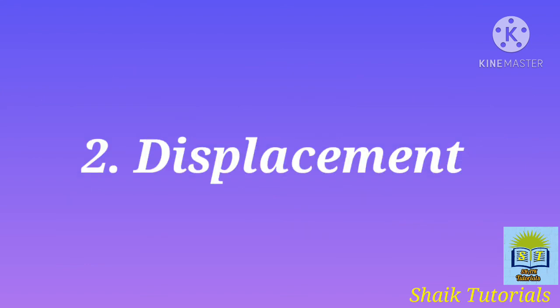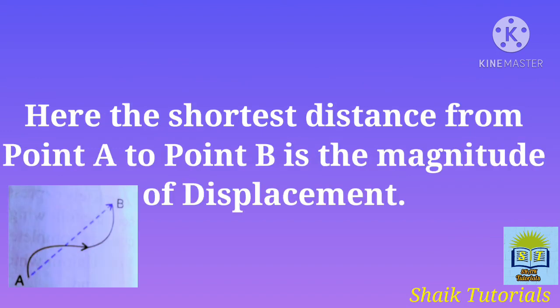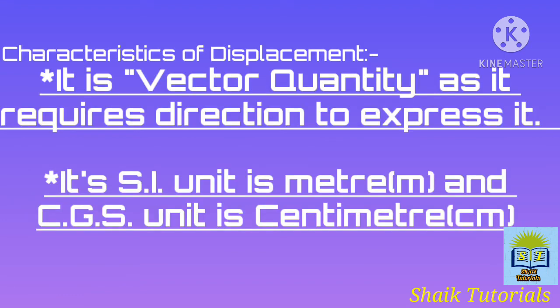Now let's know displacement. It is the shortest distance from the initial to the final position. Here, the shortest distance from point A to point B of the body is the magnitude of displacement. The SI unit of displacement is meter and CGS unit is centimeter.